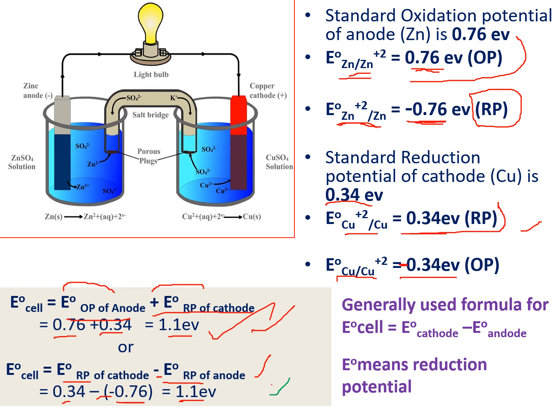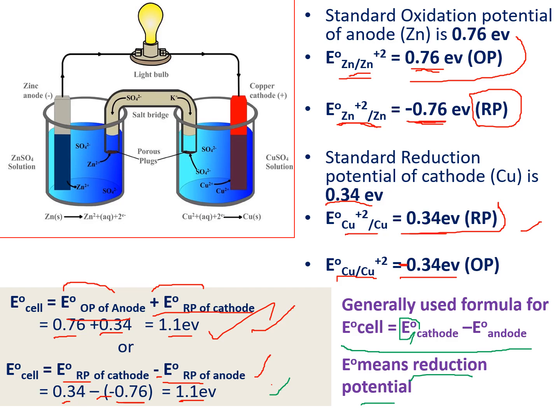And the generally used formula to measure the E cell is E cell equals E cathode minus E anode, or E naught cell is equal to E naught cathode minus E naught anode. Here we are not mentioning oxidation or reduction, that means it is reduction potential only. So this is the generally used formula. So this is the EMF. EMF is nothing but how much electricity is produced, the capacity of the cell, the potential of the cell. So this combination of oxidation and reduction potential is called EMF of the cell.